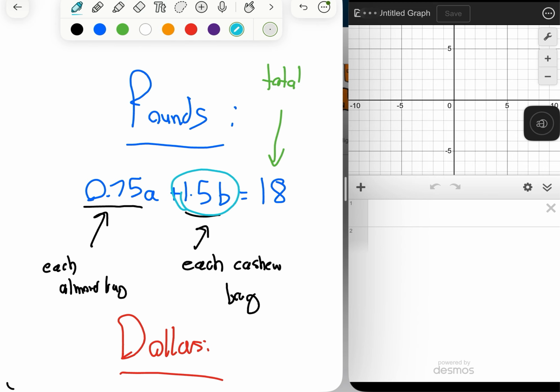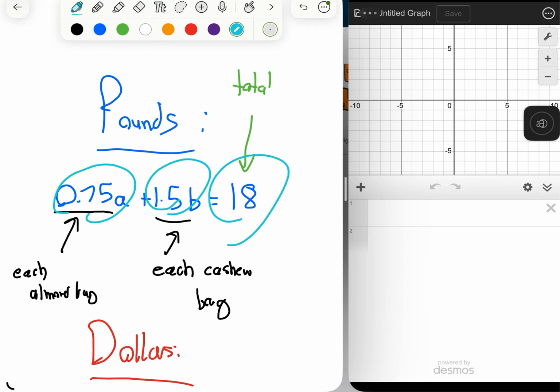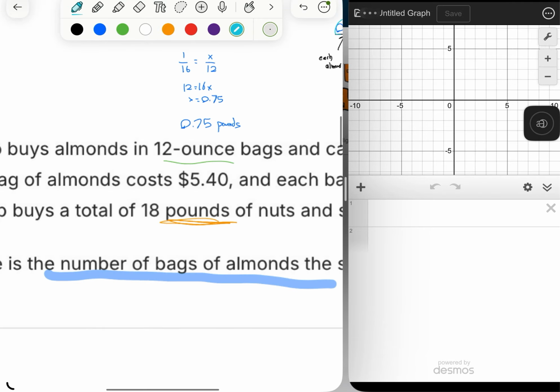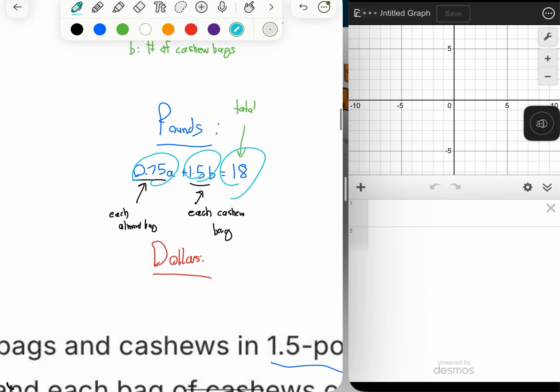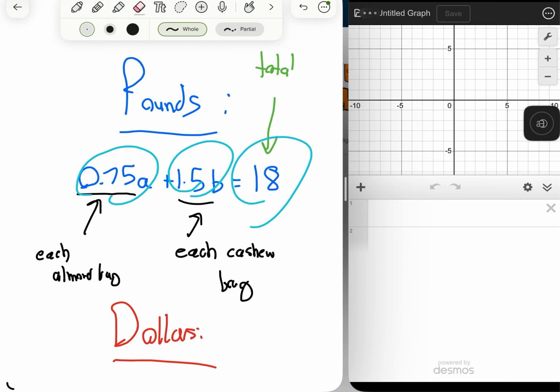Then we have 1.5 cashew bags. That gives us the total number of pounds that the cashew bags contribute. And if you add those two totals, then you get a total weight of 18 pounds, because it tells us that the total the shop buys is 18. So that's where I'm getting this expression from.